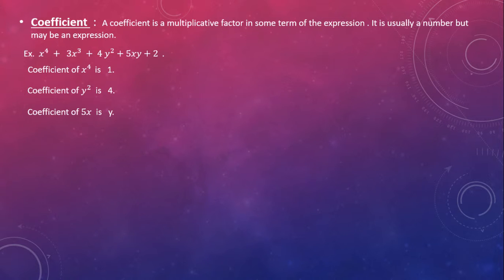Now let's discuss the most important concept, polynomial. As you can see, the word polynomial has been colored into two parts: poly and nomial. Poly means many and nomial means terms. That is, polynomial means many terms, and that's how the word polynomial comes about.